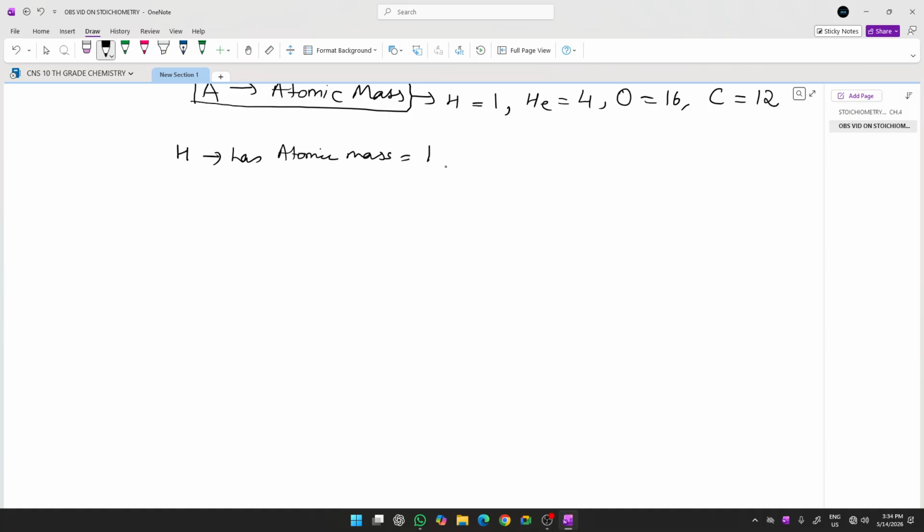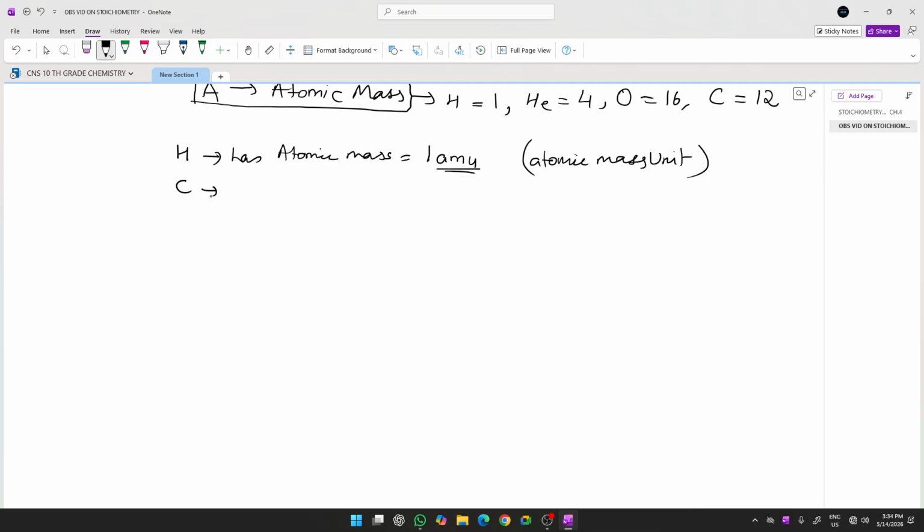As I told you, hydrogen has atomic mass equal to 1. Now, don't just say 1. In the symbol, it was written 1, but this has to be read as 1 AMU. AMU stands for atomic mass unit. This one is representing the mass of one atom. It's a small atom, so its mass will also be a very small quantity, and this 1 AMU is the atomic mass of hydrogen.